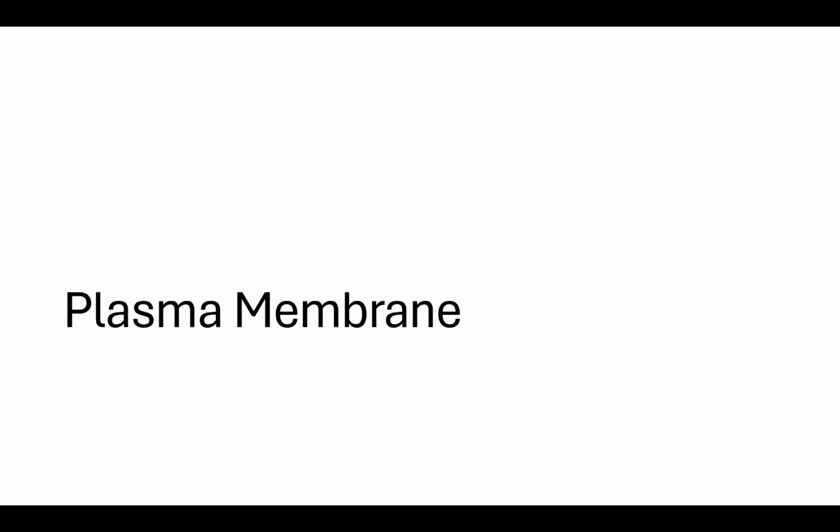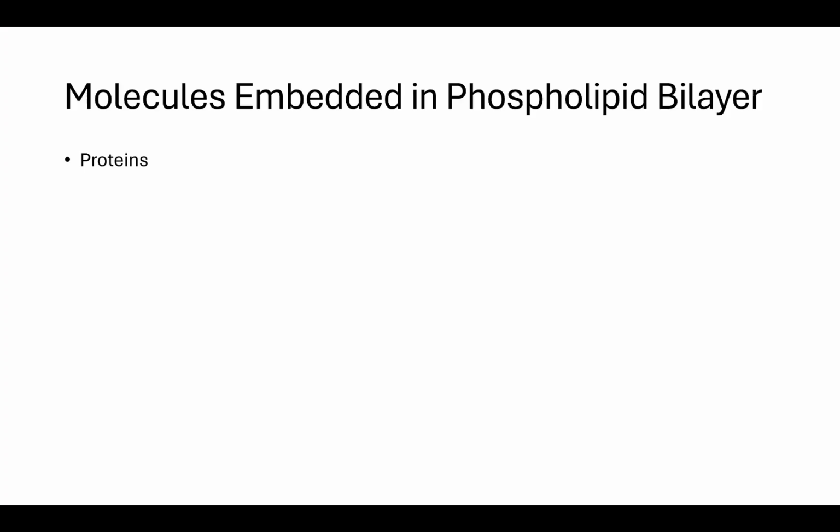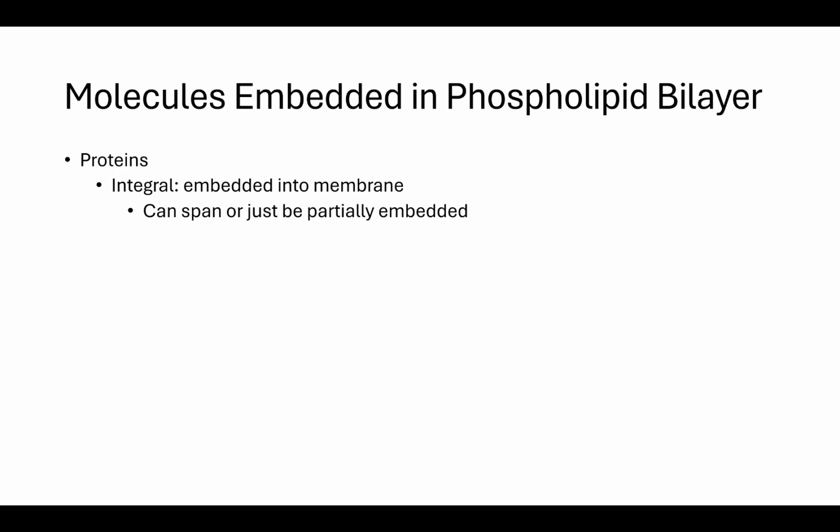So let's talk about what happens when you put all these things together. There are a number of molecules, like I said, that are embedded in the phospholipid bilayer or make up a part of it. So there are proteins. There are two major categories. Integral proteins are actually stuck into the membrane. They can either cross the entire membrane or they can just be partially embedded, and they can have various functions.